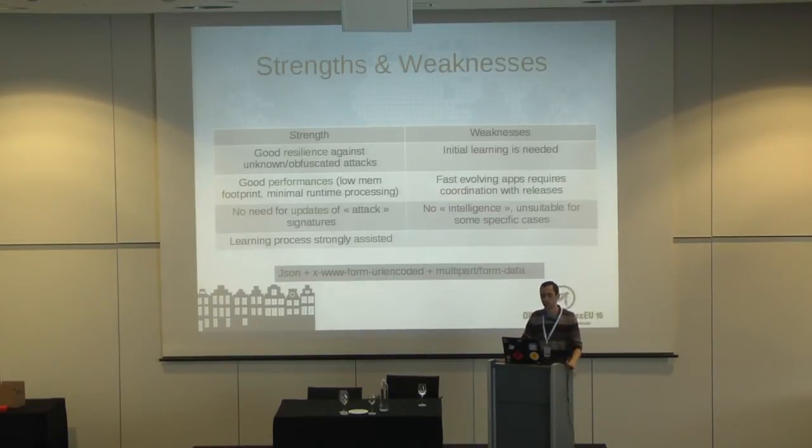And it has no intelligence, which means it's unsuitable for some specific cases. For example, a few months ago, there was a vulnerability on an e-commerce solution called Ibris, which had the great idea to send data legitimately in base 64, like for paths to images. Naxsi has no intelligence and has very limited decoding abilities. So a case like this is a corner case for it, and it's very difficult to manage.